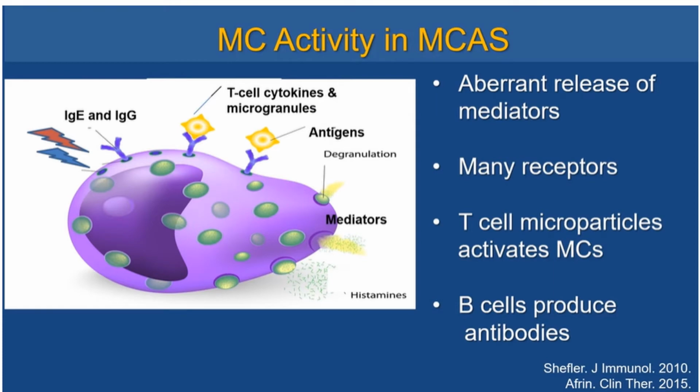This is a description and a cartoon of what's going on with mast cell activity in MCAS. You see aberrant release of mediators, you see a number of receptors and T-cell microparticles that activate mast cells, and of course the B cells that produce the antibodies. You have things like antigens, you have degranulation that occurs, and histamine release. You see the input for IgE and IgG, probably amongst others.